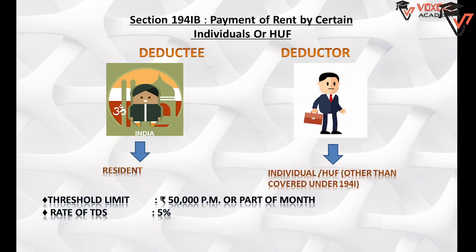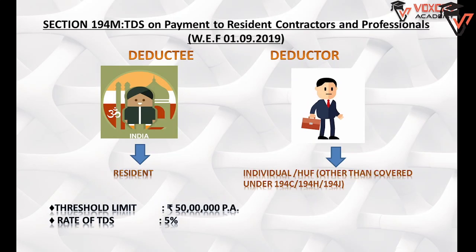The next section was 194IB, which is payment of rent by certain individuals or HUF. Deductee was a resident and deductor was any individual or HUF other than those covered under section 194I. The rent threshold per month limit was 50,000 and the rate of TDS was 5%.